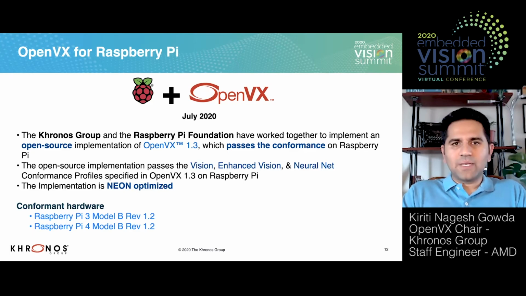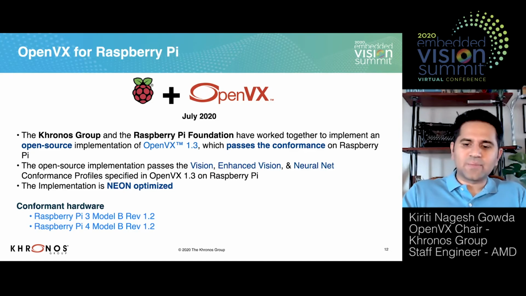This implementation is open sourced on GitHub, and it passes the vision, enhanced vision, and neural net conformance profiles. It is Neon optimized, and we just submitted conformance for Raspberry Pi Model 3 and Model 4. The community has now taken this over, and they're working on it and optimizing it. If you want to try out something simple on your Raspberry Pi, feel free to go on GitHub and get this implementation.